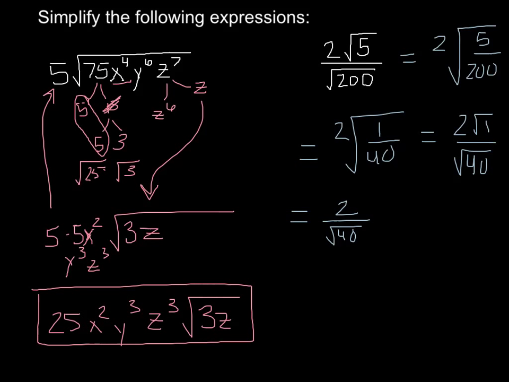So we're going to do the same thing like we did before. We're going to simplify that denominator. So when we simplify that denominator, we're going to figure out what is the largest square number that divides into 40. Well, that's going to be 4. So we can break that apart into the square root of 4 and the square root of 10. And that gets us 2 times the square root of 4 is 2, and the square root of 10. We cannot simplify that any further.